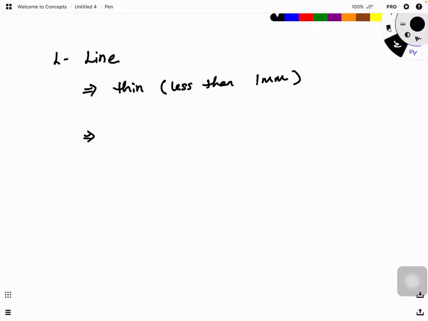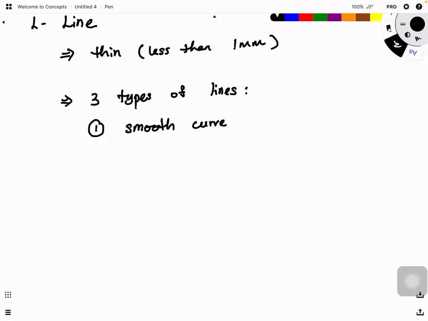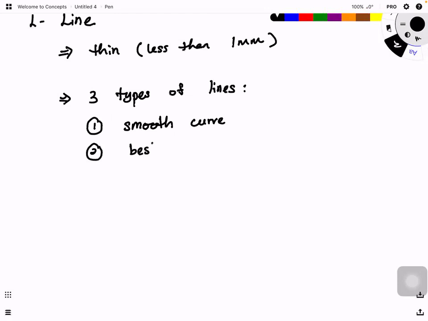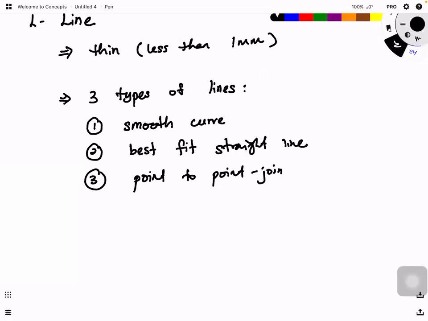Wait, sorry. We have 3 types of line. So what are these 3 types of lines? The first type is a smooth curve. Second, best fit straight line. And the third one is point to point. You join the points using straight lines. Most of the time I say point to point, so understood.